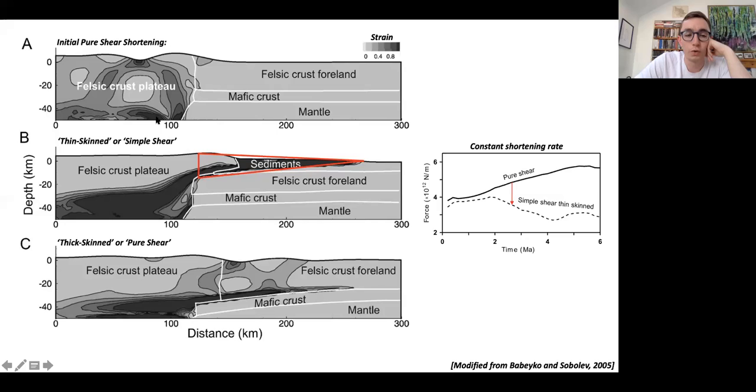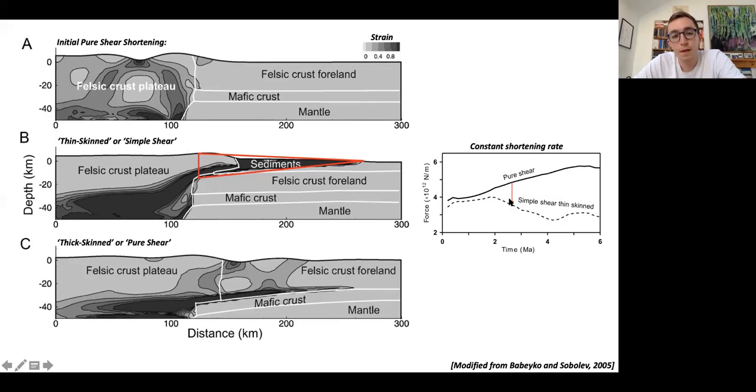And you generate shortening within the plateau. Below here are two different cases for the distribution of strain within this setting. You try to drive shortening at a constant rate, with a layer of sediments on top of the foreland, or with no sediments on top of the foreland. What they found was that driving this kind of simple shear or thin-skin style deformation required lower horizontal forces than driving shortening at the same rate in the thick-skin system.